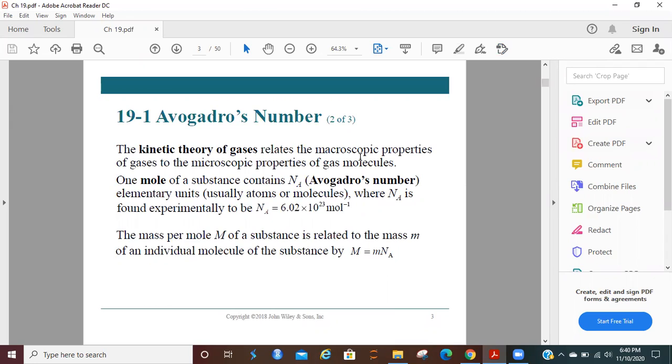1 mole of the substance is going to contain Avogadro's number of elementary units, or N sub A, usually atoms or molecules, where N sub A is found experimentally to be 6.02 times 10 to the 23rd atoms or molecules per mole. The mass per mole, M, of a substance is related to the mass of an individual molecule of the substance by: mass per mole is equal to the mass of the molecule times Avogadro's number.